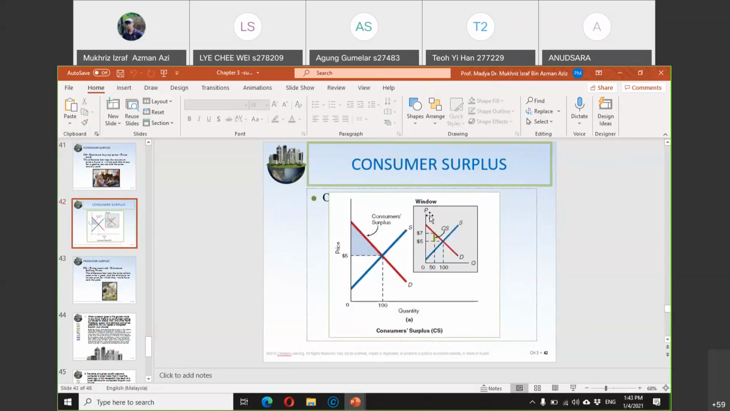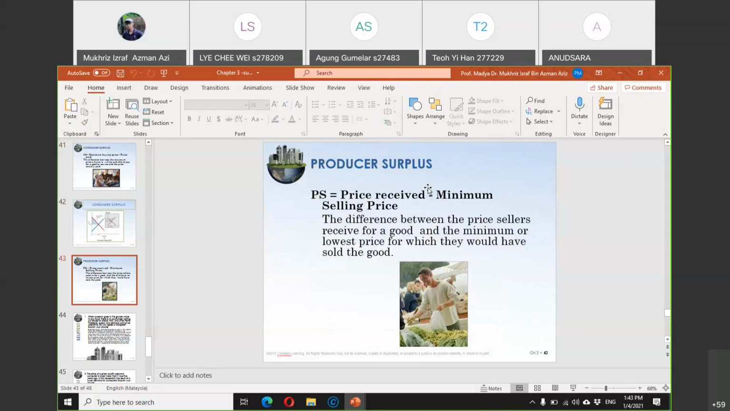So the same thing applies to producer surplus. Producer surplus is the difference between the price the seller actually receives, the price received, and the minimum or lowest price at which they would have sold the good. So if you look from the seller's perspective and ask the seller, what is the lowest price you are willing to sell this product for?